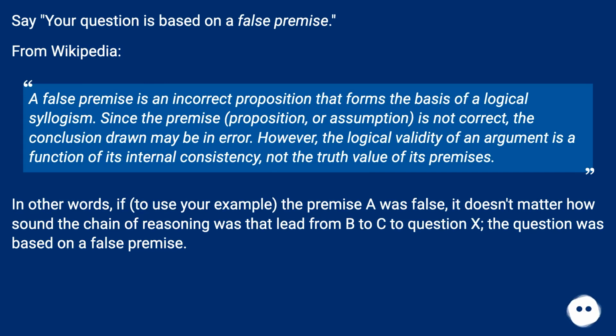However, the logical validity of an argument is a function of its internal consistency, not the truth value of its premises. In other words, if, to use your example, the premise A was false, it doesn't matter how sound the chain of reasoning was that led from B to C to question X. The question was based on a false premise.